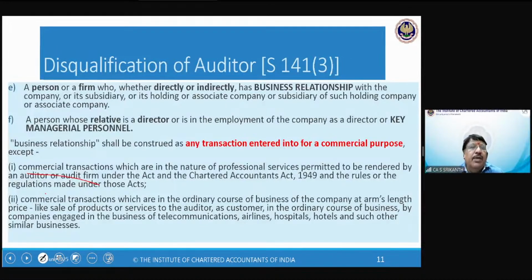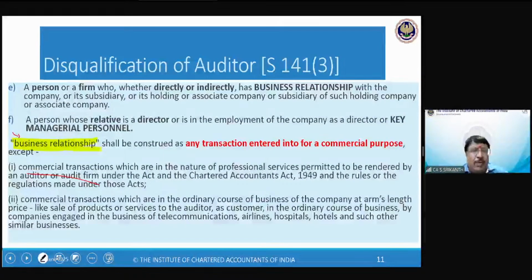A person whose relative is a director, or so, cannot have a business relationship. Now, the word business relationship is defined here. It shall be construed as any transaction entered into for a commercial purpose. So a person or a firm who either directly or indirectly has a business, a commercial purpose, cannot do it. But commercial transactions which are in the nature of professional services permitted to be rendered by an auditor or audit firm under the Act and the rules and regulations are permitted. Under Section 144, there are certain prohibited services. You cannot do those. But the rest are permitted.